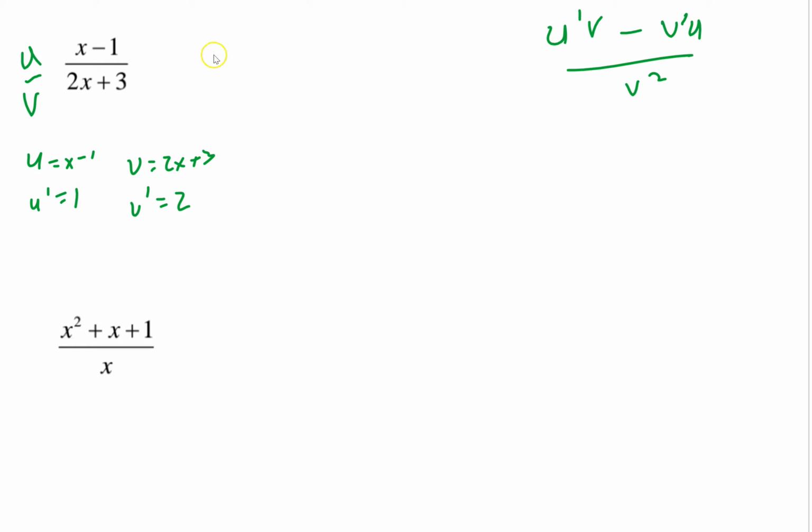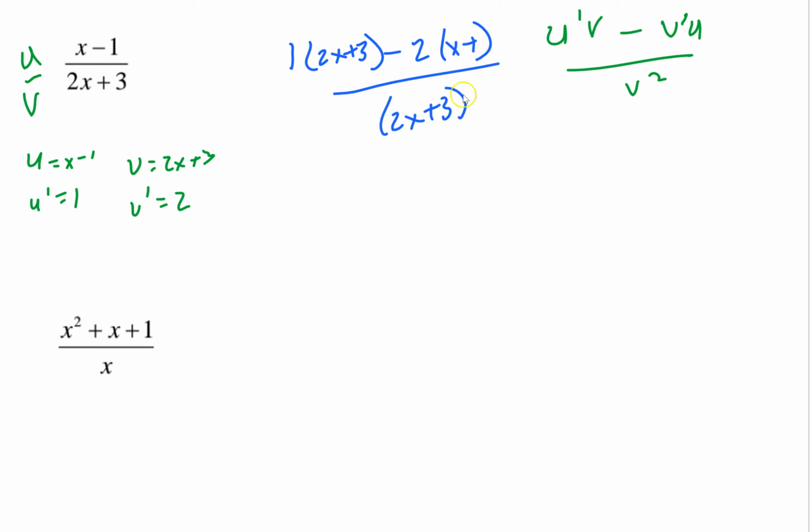You're just like, okay, u prime, so that's 1 times v, 2x plus 3, minus, flip it, derivative of the bottom is just 2, times the top, x minus 1, all over the bottom squared. So you get that. So again, if they don't specify, you could stop there. You are done. I will say, however, though, again, quotient rule, they generally want you to simplify.